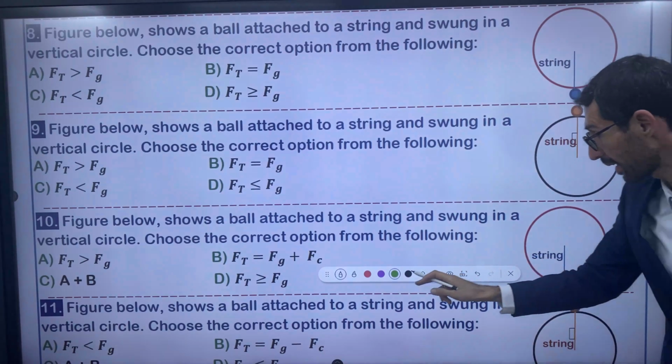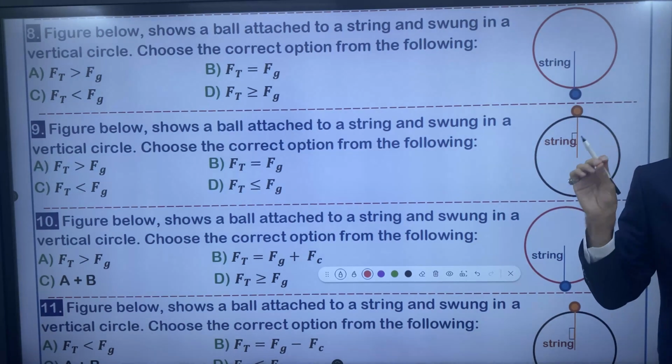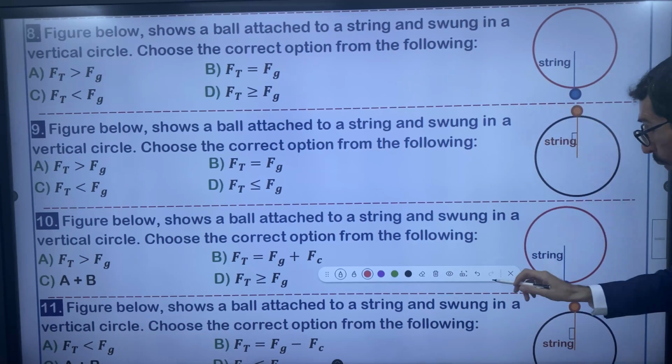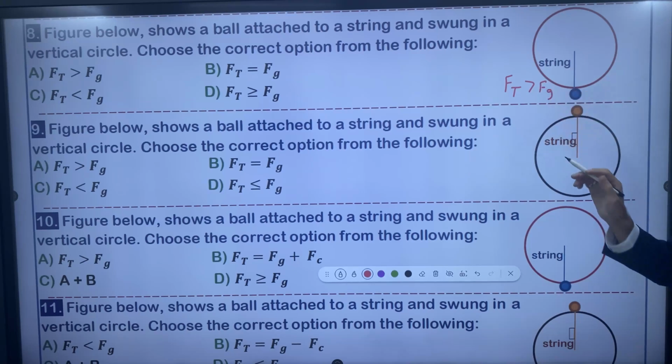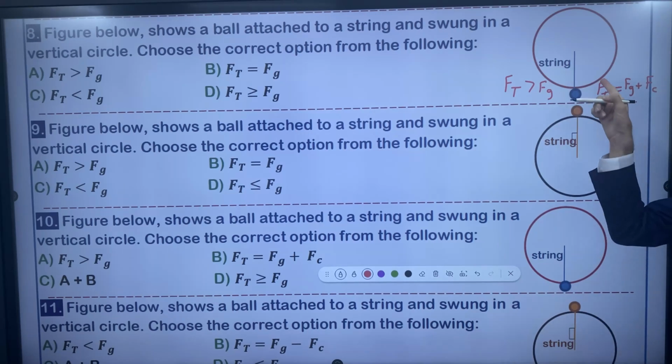I told you, let me jog your memory about the ball located at the bottom of the circular track. Whenever the ball is at the bottom of the circular track, always Ft is greater than Fg, always. And I'm going to add one more equation for you: Ft is equal to Fg plus Fc. Fc means centripetal force, and Fg means weight of the ball. So keep in mind that this equation and this information work here.